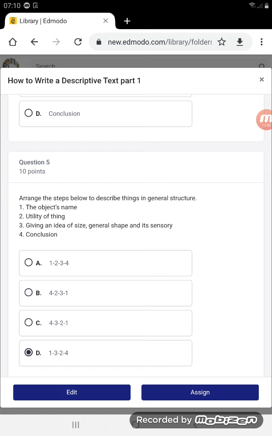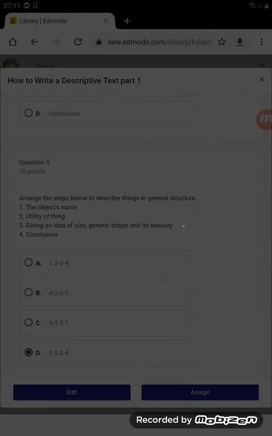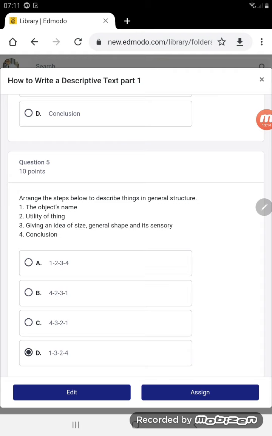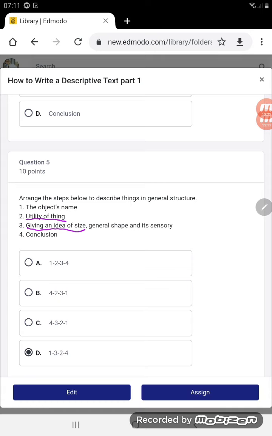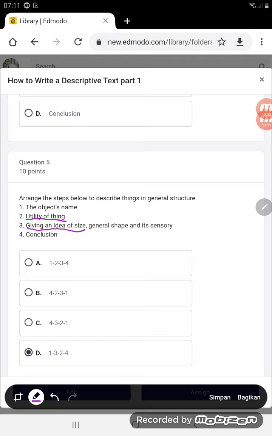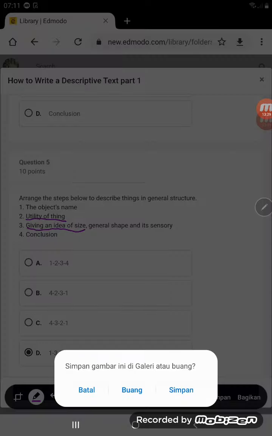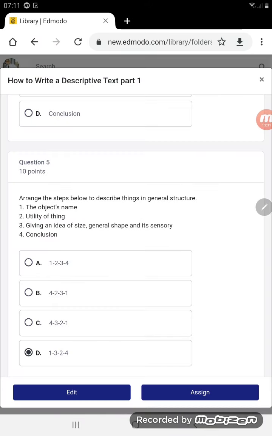The object's name, it means that identification right here. And then number 3, giving an idea. Okay, giving an idea here, that is the second step. And then the third, utility of things, kegunaannya. And the last, of course, conclusion. Okay, can you find the answer? Okay, good. Let's continue.